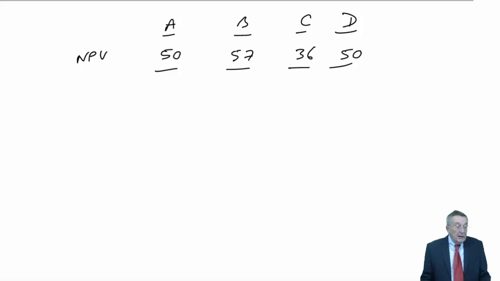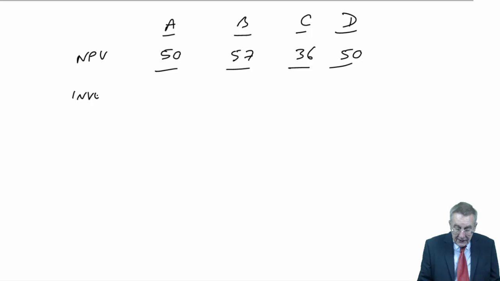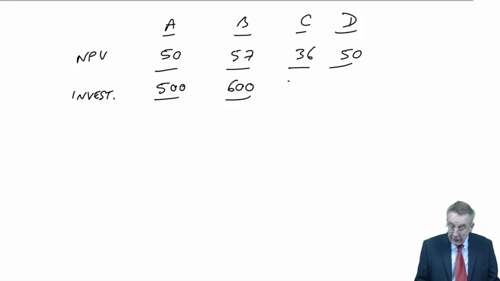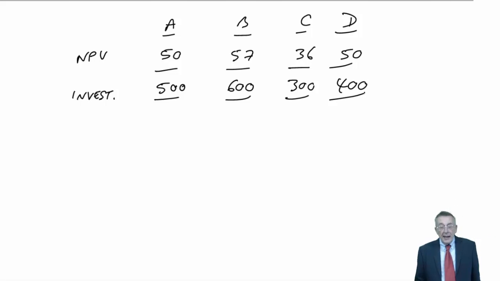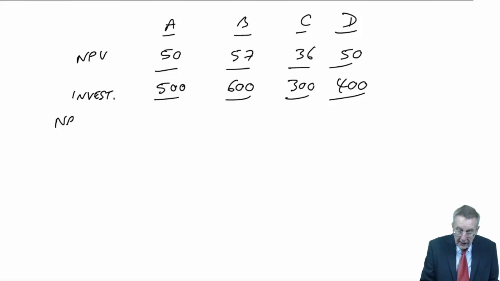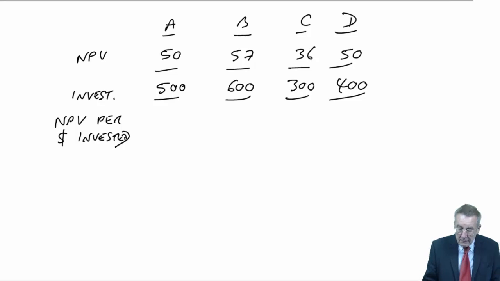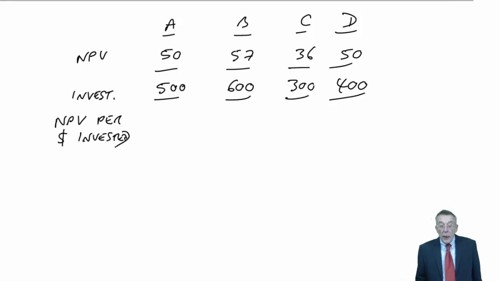And what's limited? Well, it's the capital available at time 0 that's limited. So the investment required: A needs 500, B needs 600, C 300, D 400. And we calculate the net present value per dollar invested. So see what I mean? A requires 500 to generate an NPV of 50.